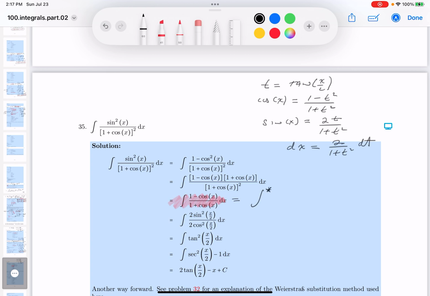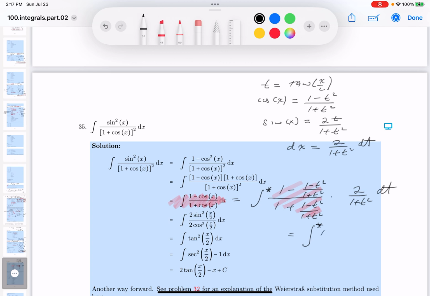Star. 1 minus, with a cosine, 1 minus t squared over 1 plus t squared, over 1 plus 1 minus t squared over 1 plus t squared. We'll simplify that later, by the way. Times 2 over 1 plus t squared, dt. It definitely looks much worse, by the way. But I'm going to step through it. I'll tell you what I'm doing. I'm taking this, and I'm going to get rid of the complex fraction by multiplying top and bottom by 1 plus t squared. What would you get?